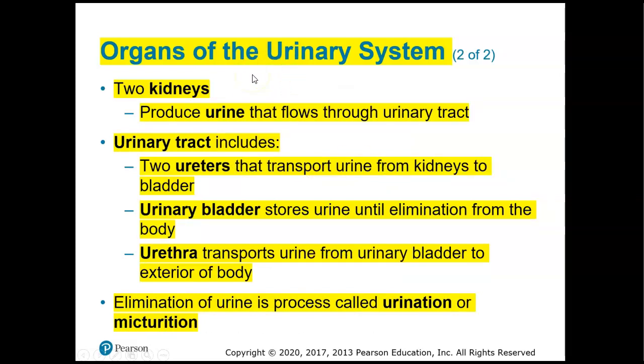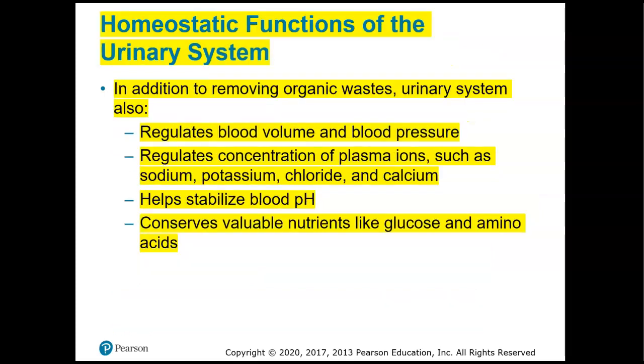The notes on the organs of the urinary system, just make sure you know the two kidneys produce the urine. The urinary tract includes the two ureters, the urinary bladder, and the urethra. And then the process, the elimination of urine, that process is called urination or micturition. Either term can be used to refer to urination. So urination or micturition.